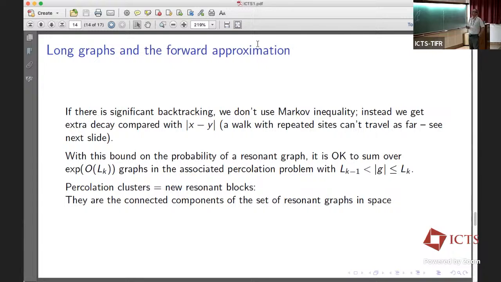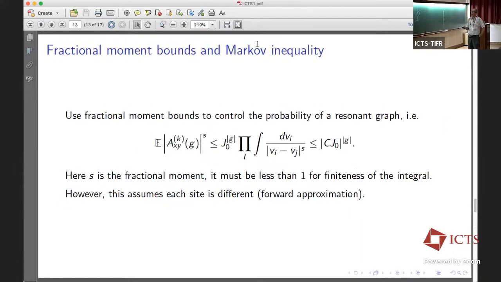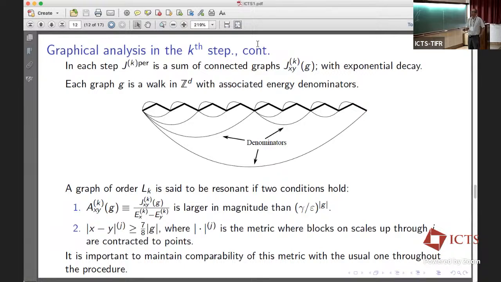Okay, so now let's talk a little bit about the backtracking, or return to previous sites. This inequality here defines the boundary between little backtracking and lots of backtracking. So graphs that obey this inequality have very little backtracking. And so basically, we say it's resonant if both these conditions hold. That means I'm not trying to make a statement about the probability of a resonant graph, except for largely forward graphs. So how are we going to deal with those graphs which are not largely forward?